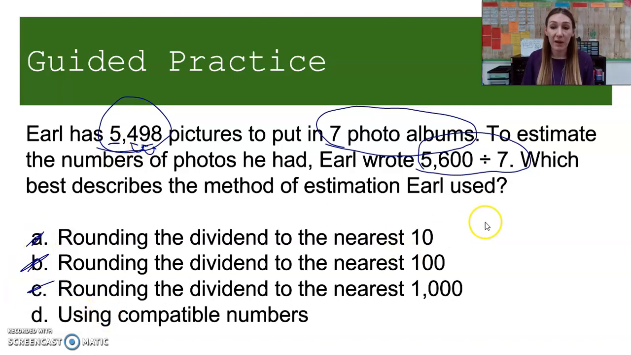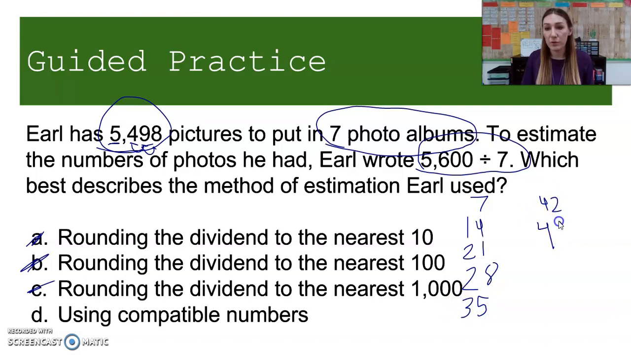Or did he use compatible numbers? So let's do our multiples of 7 and check. So 7, 14, 21, 28, 35, 42, 49, 56. So it looks like Earl used compatible numbers to solve this question.